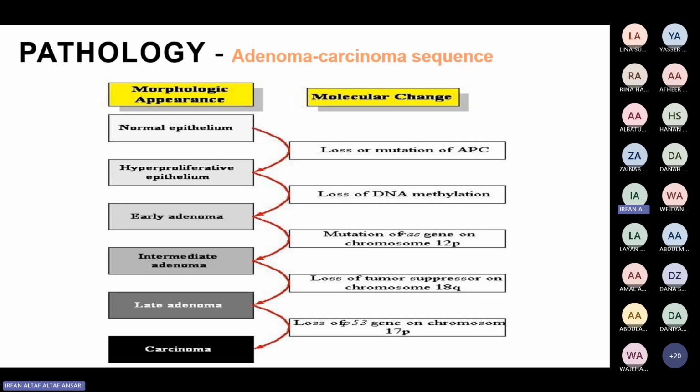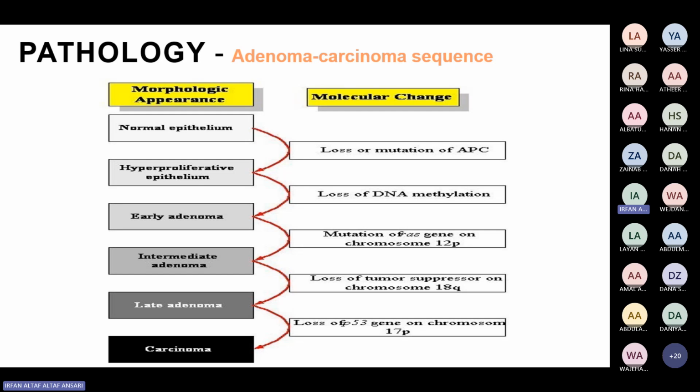So what happened over here? There is a normal epithelium. There is genetic loss or mutation of the APC gene. There is hyperproliferative epithelium. There is loss of DNA methylation genes. It will lead to the early adenoma formation.